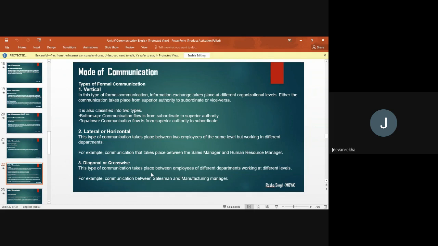Now diagonal or crosswise. What is diagonal or crosswise? This type of communication takes place between employees of different departments working at different levels. Understood? Means they are from a different department and from a different level. Same, I am from the HR department, you are from the finance department, and our level is also different from each other. That is diagonal and crosswise communication.